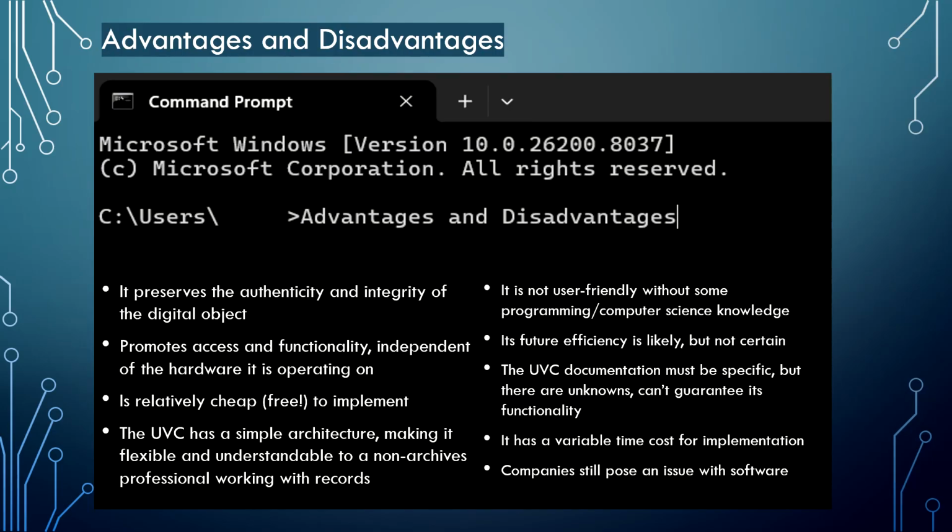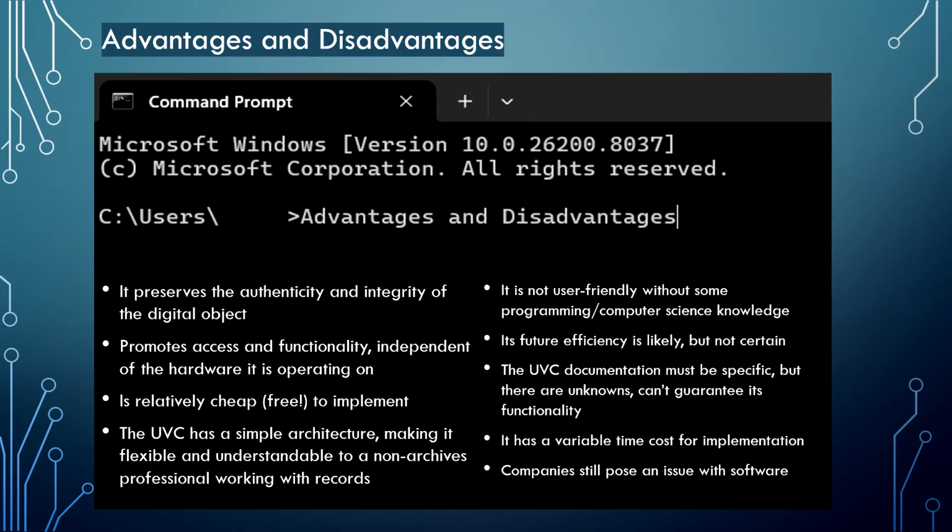On the one hand, Universal Virtual Computer is very successful at preserving the authenticity and integrity of the digital object. It promotes access and functionality independent of the hardware it is operating on, as only the UVC has to be emulated and minimal code revisions are needed. It is free, and the UVC's simple architecture uses just 25 instructions, an unlimited amount of bitwise accessible memory, and unlimited registers, meaning it is very flexible.